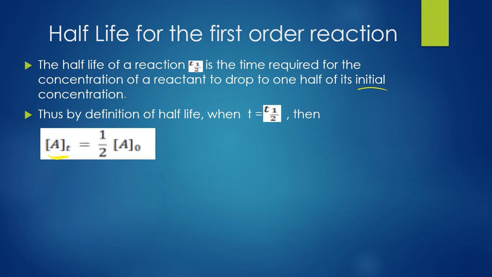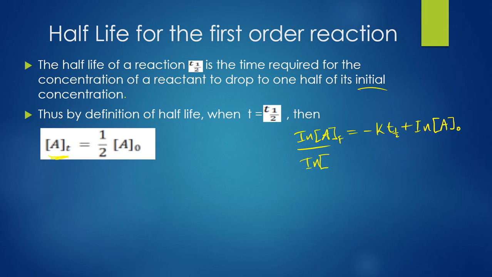If you remember, the integrated rate equation was like this: ln of the final concentration equals negative kt plus ln of the initial concentration. Our aim here is to make t the subject, to get the half-life formula. So what do we do first? We're not considering the final concentration, we're considering the initial concentration, because the half-life is the time required for the concentration of a reactant to drop to 1/2 of its initial.